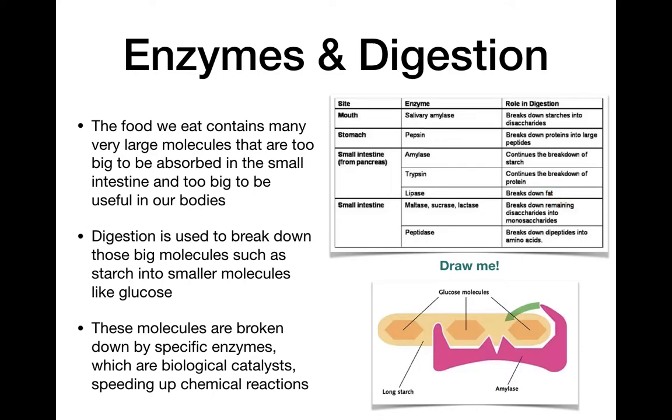In the small intestine, we have other enzymes like maltase, which breaks down sugars, sucrase, which breaks down sucrose, and lactase, which breaks down dairy products like lactose sugars. So if you don't have enough lactase, you might be lactose intolerant.